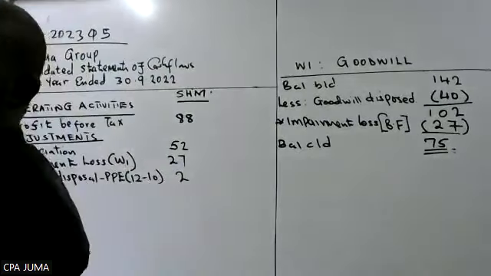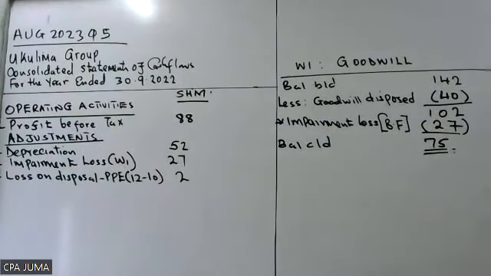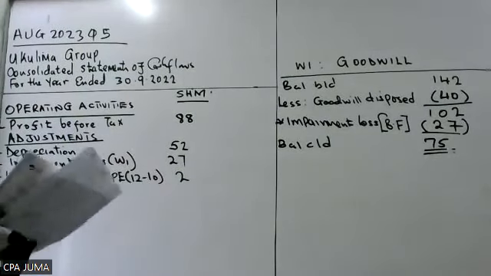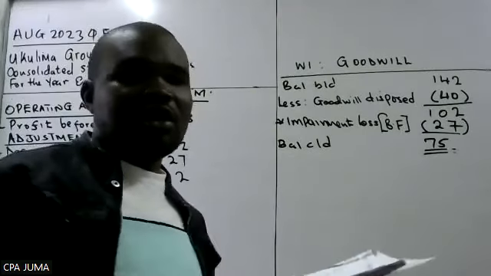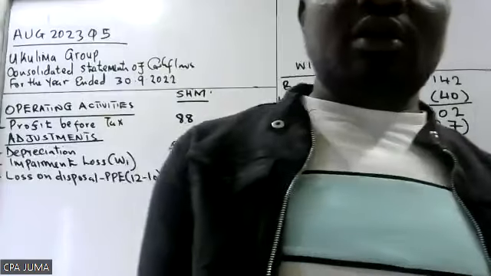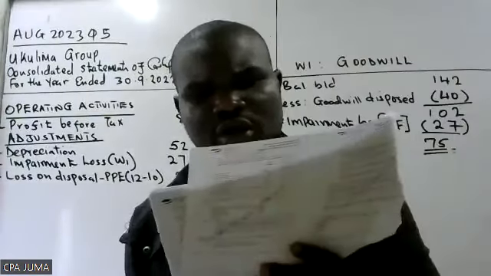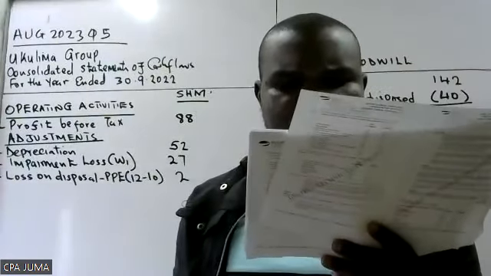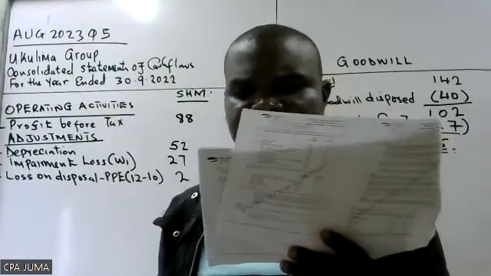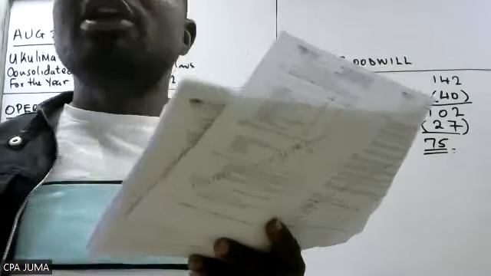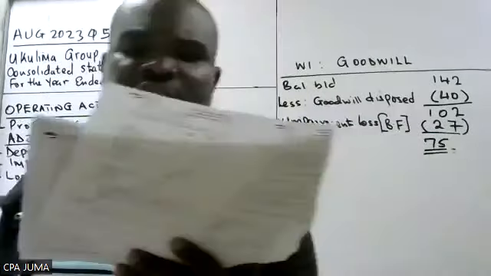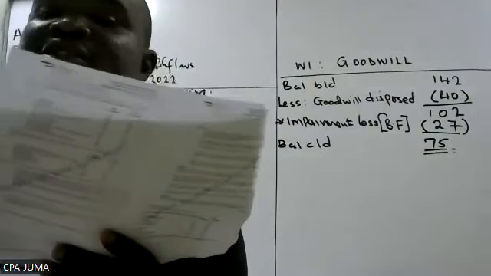And there is something about investment properties in the scheme. Check for me note three, please. Check for me note number three. They said Ukulima Group accounted for investment properties at fair value. Some new investment properties were acquired at a cash price of 14 million during the year. How much was the investment properties at the start?